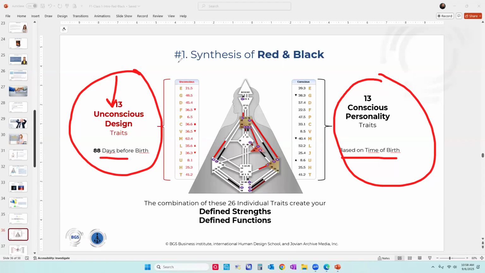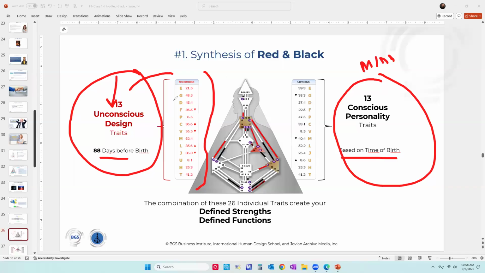So 88 days before birth defines this unconscious part of you. So this is really sort of your mind, in a sense, your personality, who you think you are. And over here on the unconscious side, this is the body. And Ra said, that is the life. The body is the life.